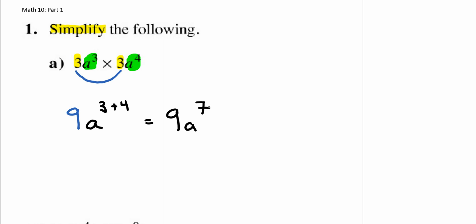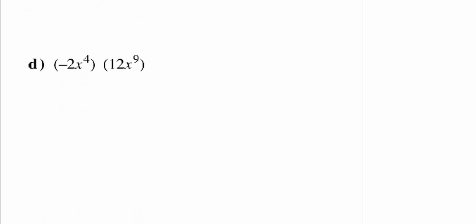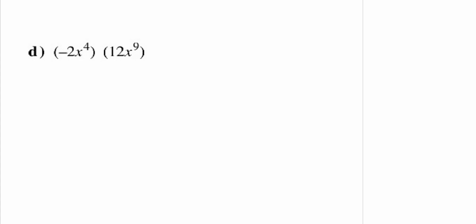Okay, so that's it for question number 1a. Let's move on to 1d now. All right, so the numbers are now -2 and 12. So those are my coefficients. So multiply the numbers with the numbers. So -2 times 12 is -24.